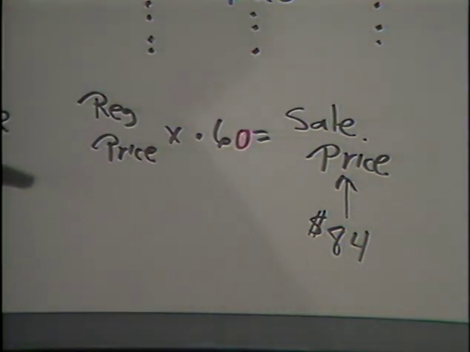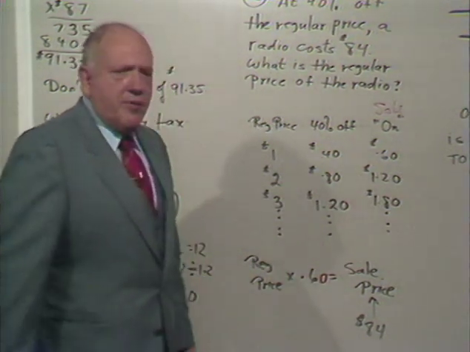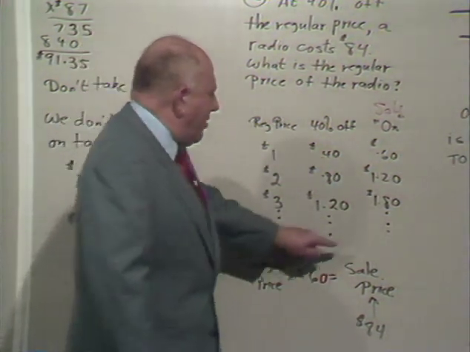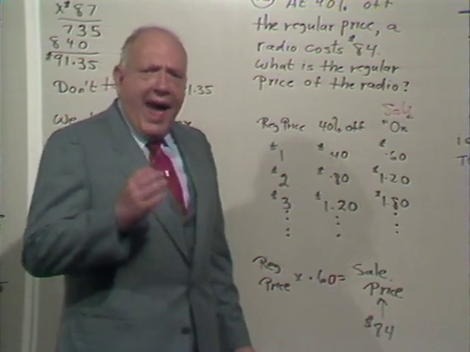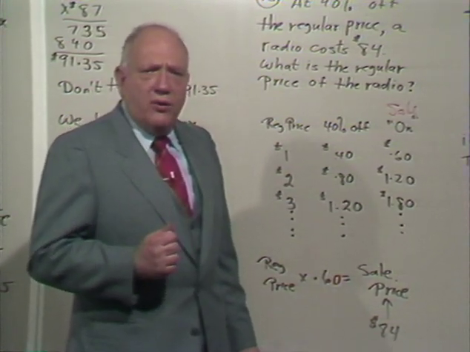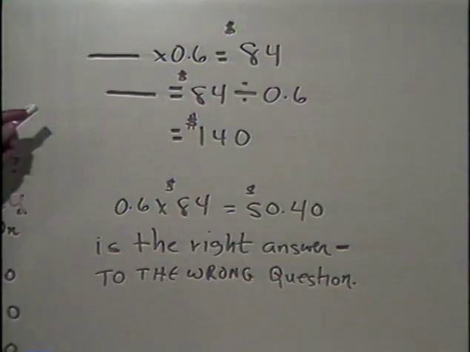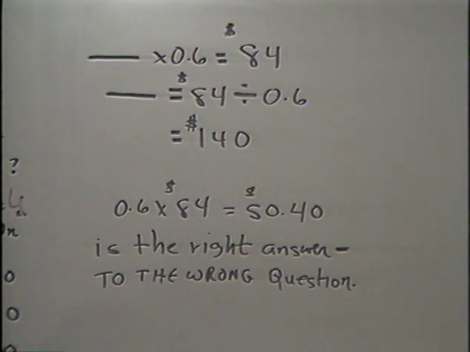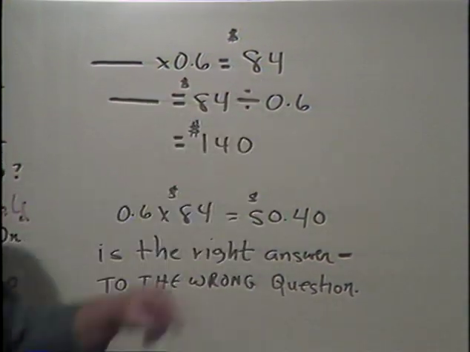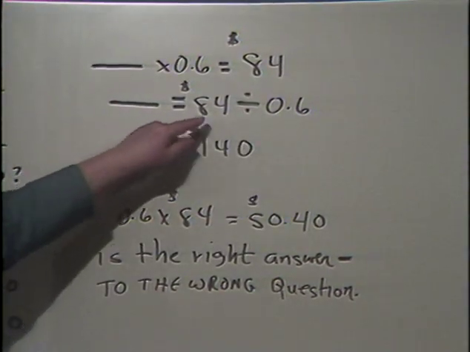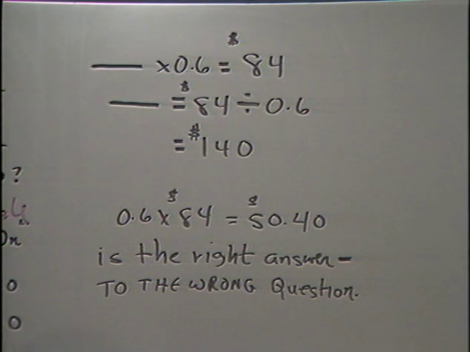And where does the reading comprehension come in? What do I replace by 84? The regular price or the sale price? The sale price. Because it says, at 40% off, it costs $84. So now I go over here, and I replace the sale price by $84, that leaves me with blank times 0.6 is 84. That means blank is 84 divided by 0.6.